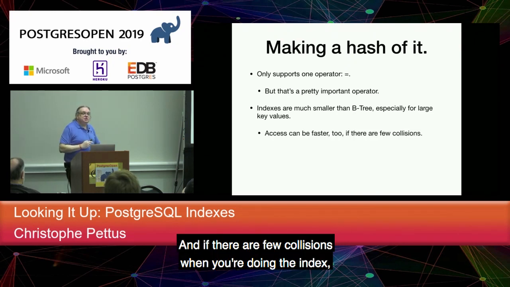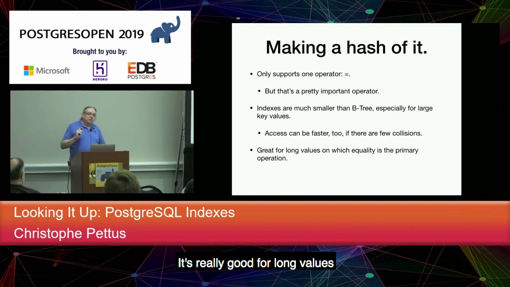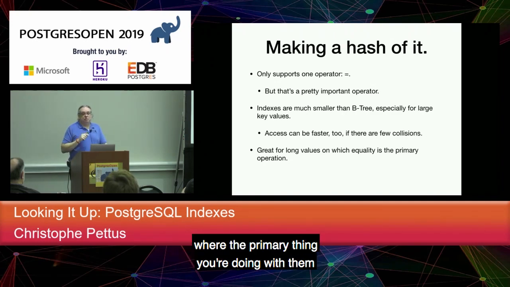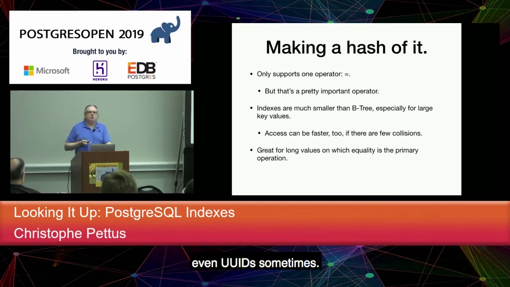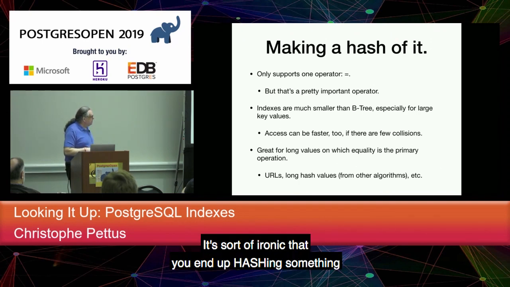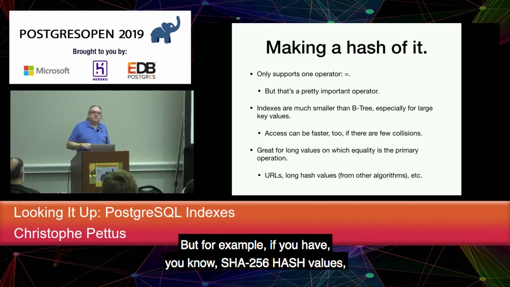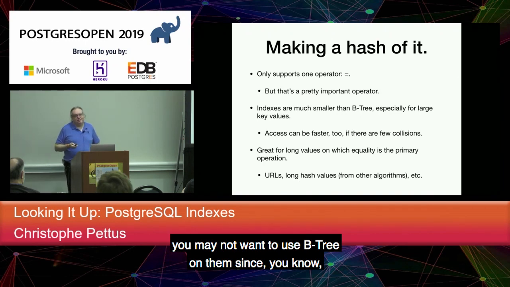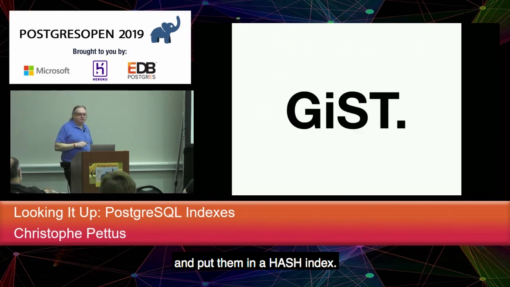And if there are few collisions when you're doing the index, the access can be faster than a B-tree. It's really good for long values where the primary thing you're doing with them is comparing equality. This is a very large set of things, long character strings like URLs, things like that, even UUIDs sometimes. It's sort of ironic that you end up hashing something that's already a hash. But for example, if you have SHA-256 hash values, you may not want to use a B-tree on them. Since greater than or less than doesn't mean anything for these, you may want to just hash them again and put them in a hash index.